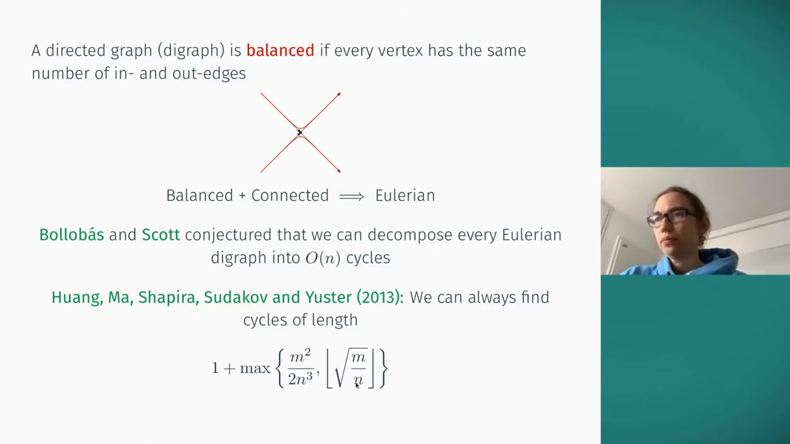Yes, so this was the state of the art. Okay, and then you can also use their methods to get some decomposition of our, like, scrolled M times M, which is, I mean, it's something, but it's very far from anything that Erdős–Gallai gives you in undirected graphs.